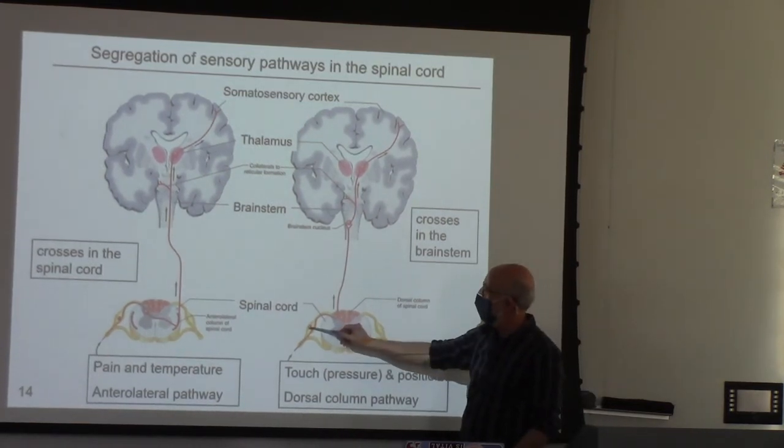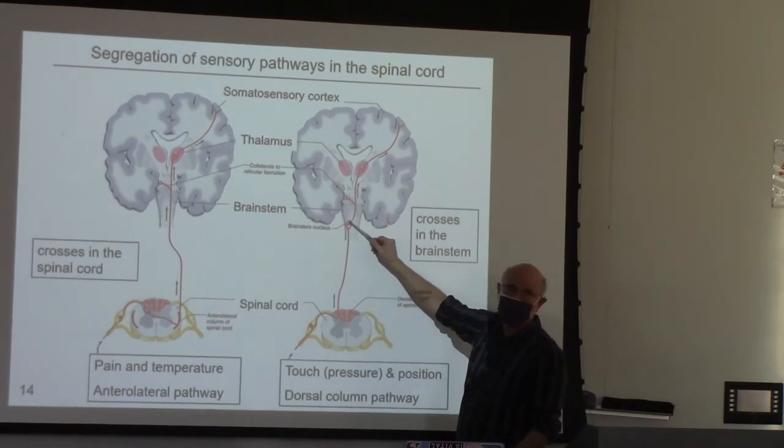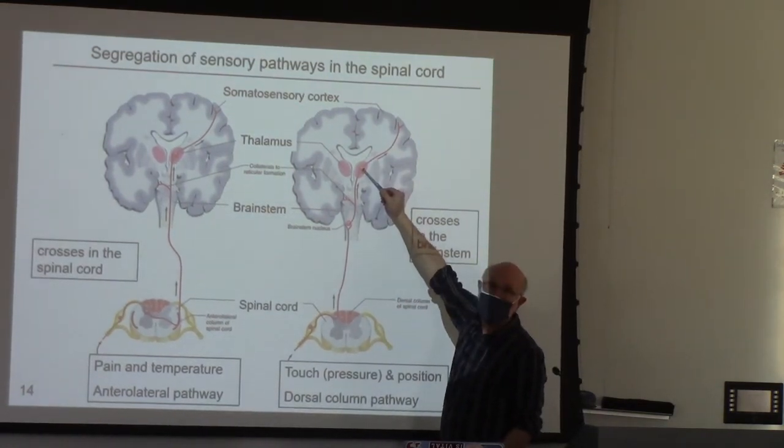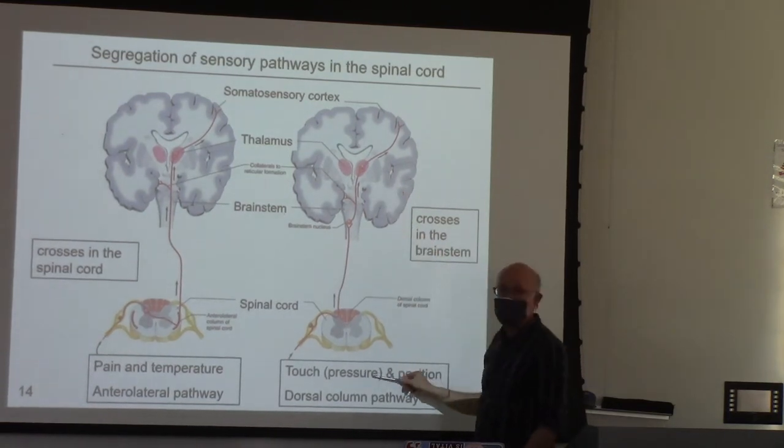First neuron, second neuron, third neuron. In the touch pressure pathway.